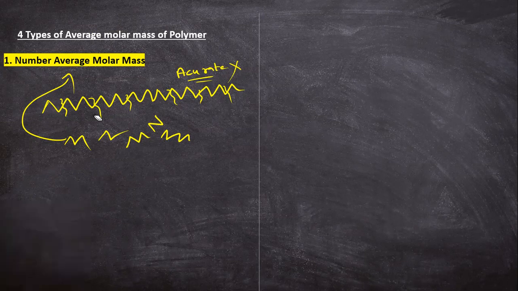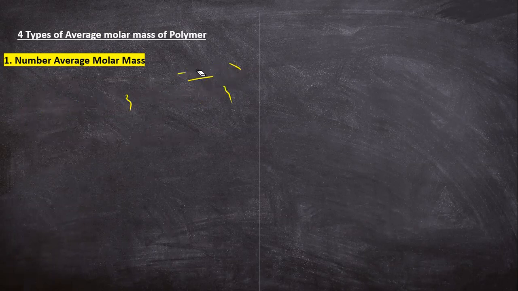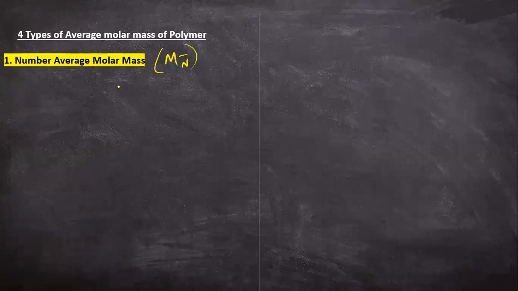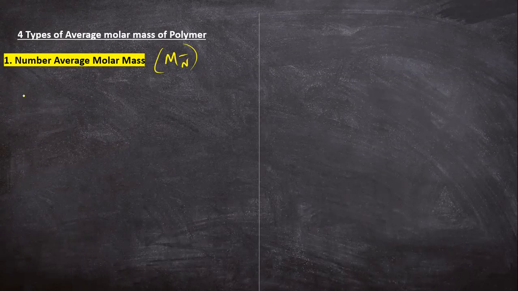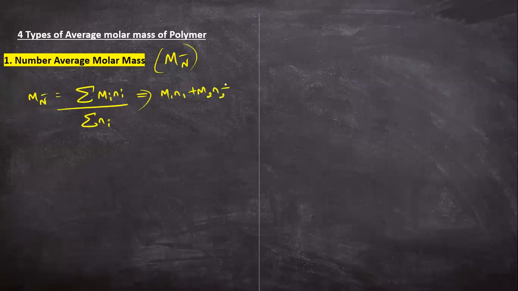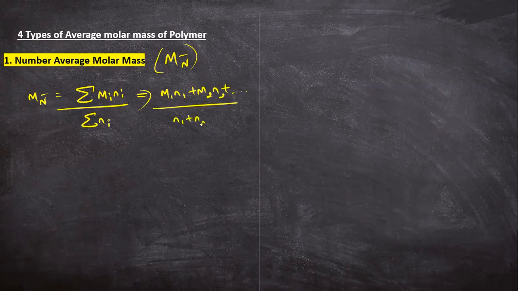Okay, let me erase this. Number average molar mass is denoted by Mn. Let me give you the formula first: summation of Mi Ni divided by summation of Ni. We can also elaborate it, where i goes from 1 to infinity: M1 N1 plus M2 N2 and so on, divided by N1 plus N2 plus N3.